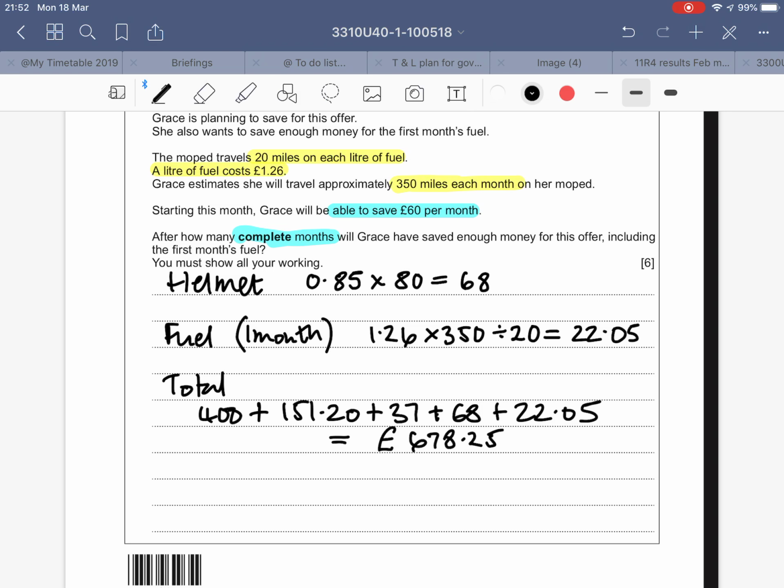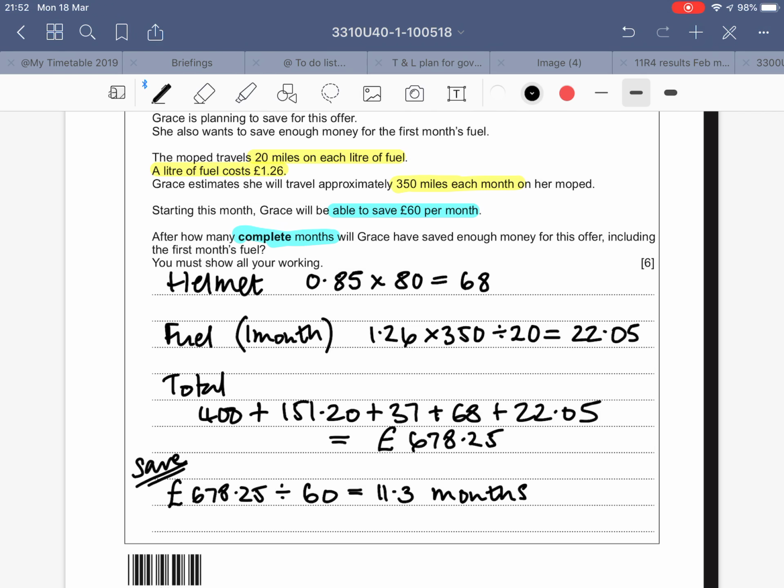Right, so now I know how much she's got to save, and I know she's saving £60 every month. So, save £678.25 shared into payments of £60 means that I'm going to have 11 point something, 11.3 months I'm going to say. But because it tells me that I've got to save for complete months, I'm going to have to save in that 12th month, and I'll just have a little bit left over. So I need to round it up, even though 11.3 looks like it's going to round down.